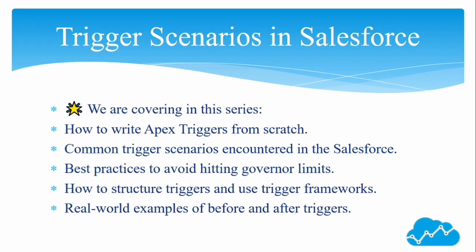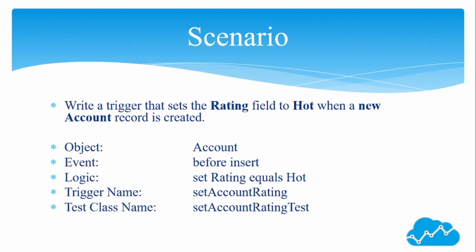In this series, we are covering how to write Apex triggers from scratch, common trigger scenarios encountered in Salesforce, best practices to avoid hitting the governor limits, how to structure a trigger and use trigger frameworks, and also real-world examples of before and after triggers. So in the first video we will cover a simple before insert trigger scenario. Here we are going to see how to set field values automatically when a new record is getting created.